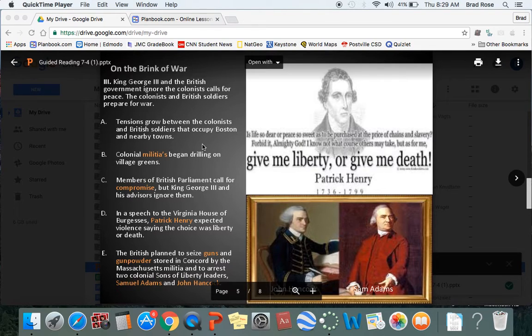The colonial militias again continue to drill and prepare for battle. Members of British Parliament see this. They try to call for compromise, but again, King George III ignores these calls for peace. Even people down in Virginia, which was far away from the events happening in Boston, could foresee that there was going to be violence.